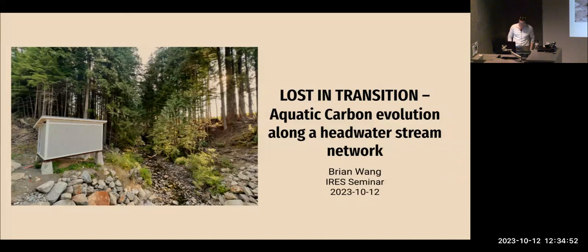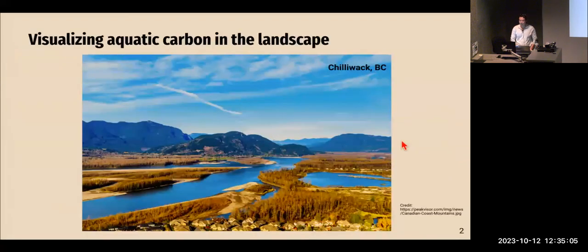My research is titled Loss and Transition, and today I'll tell you a little bit about how aquatic carbon evolves along our headwater stream network here. As we start, I want to invite you to have a mental picture of the mountainous landscape unique to our local Pacific temperate rainforest. In our backyard here in Vancouver, to the north, we're surrounded by 1,000-meter tall peaks with a distinct dry and wet season. And a highly productive rainforest blankets these mountainous slopes.